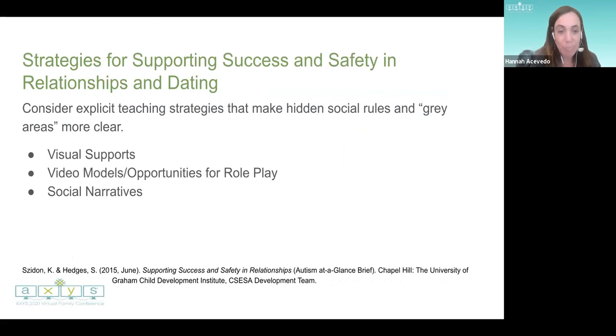So now for just a short amount of time, I want to talk about 3 concepts to help your tween, teen, or young adult understand some of the hidden social rules or gray areas in these social boundaries, because it is really complex and hard to understand for some people.